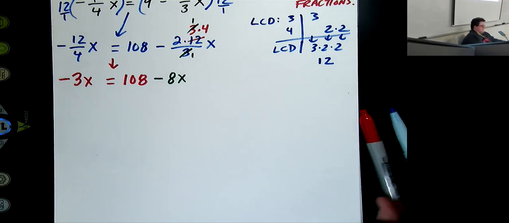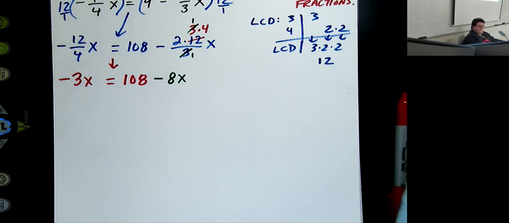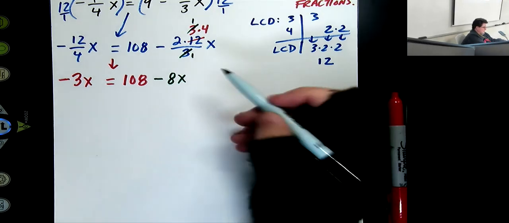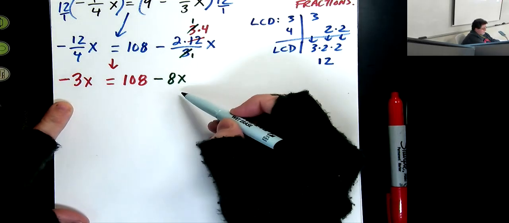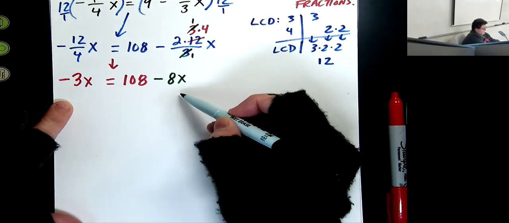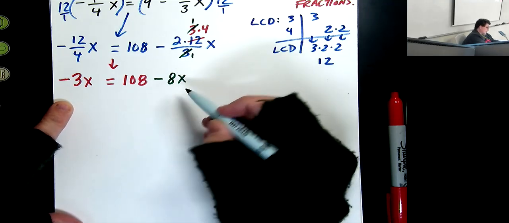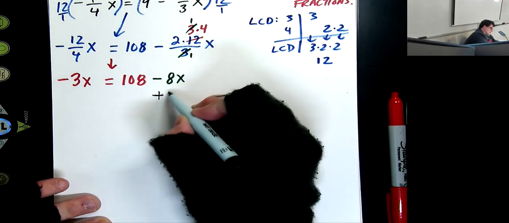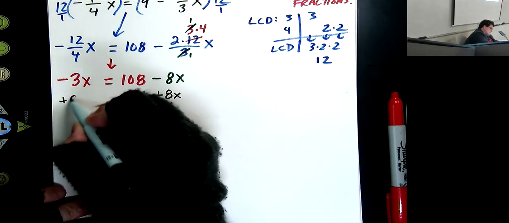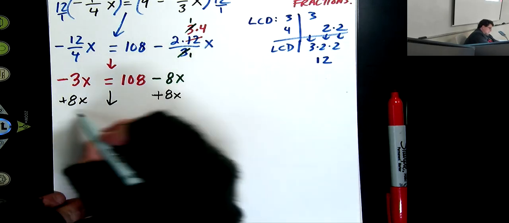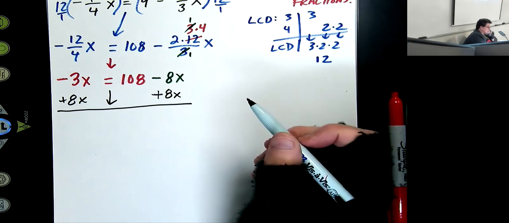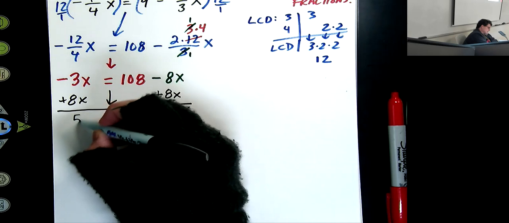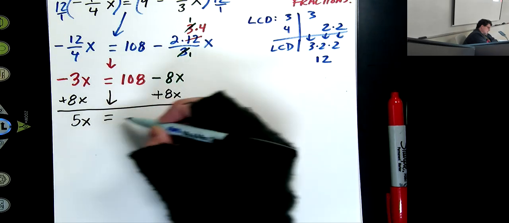Now we're down to stuff we know how to work with. Let's get all of our variables on one side. If I move the negative 3x over here, it'll be plus 3x. I'm going to have a negative 5x over here. I don't want a negative number, so I'm going to add the 8x to the other side. Got to do it to both sides. You got to maintain that balance. The left side is now 5x. I've got the equal sign.